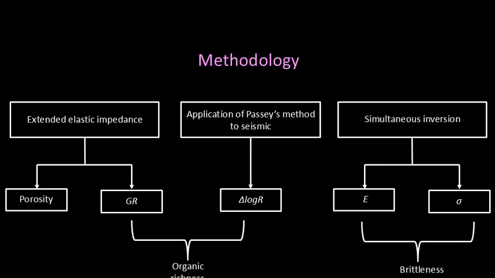So we went to extended elastic impedance. Passey's method we used because we could determine delta log R from there. And then simultaneous inversion gave us E and Poisson's ratio. And so that way we were able to determine all these different properties.